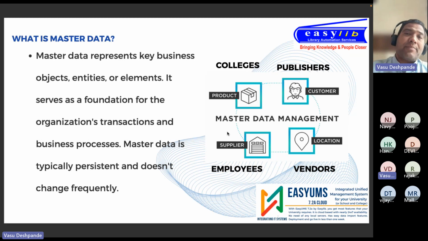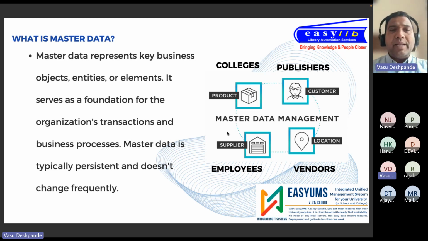You sell some of your products to somebody. Who is that somebody? Customer. What will you sell? Product. So these are all the product, customer, supplier, location, employees, vendors. All of these are master data.